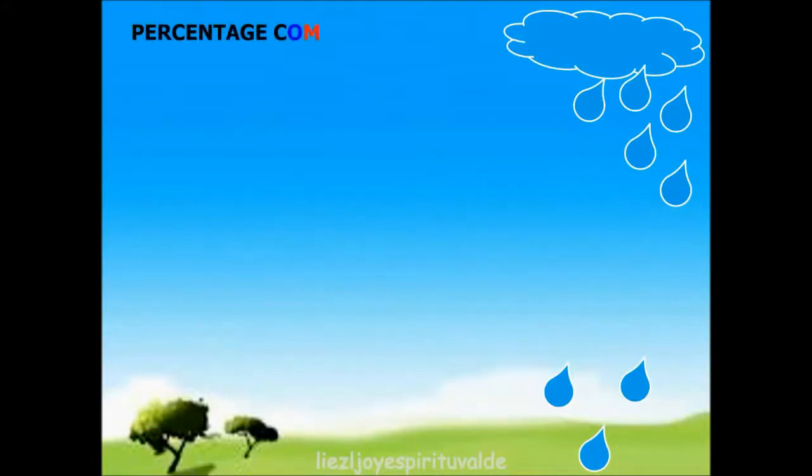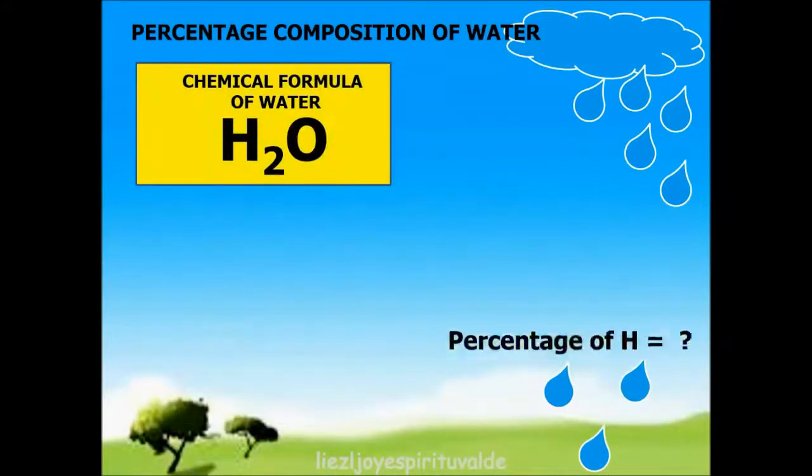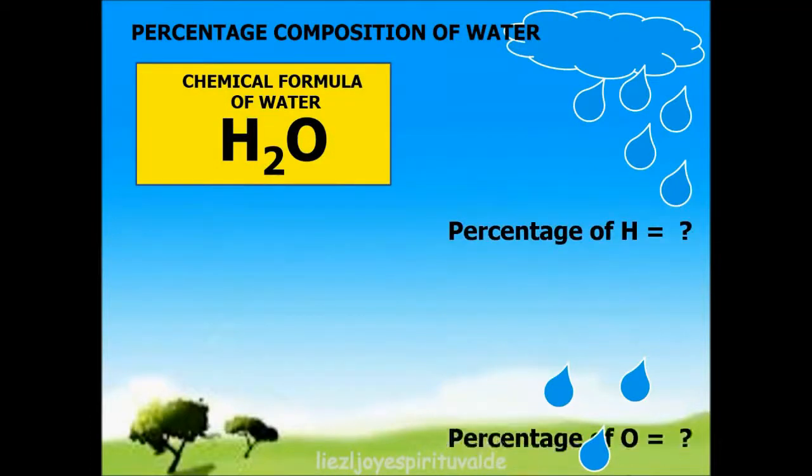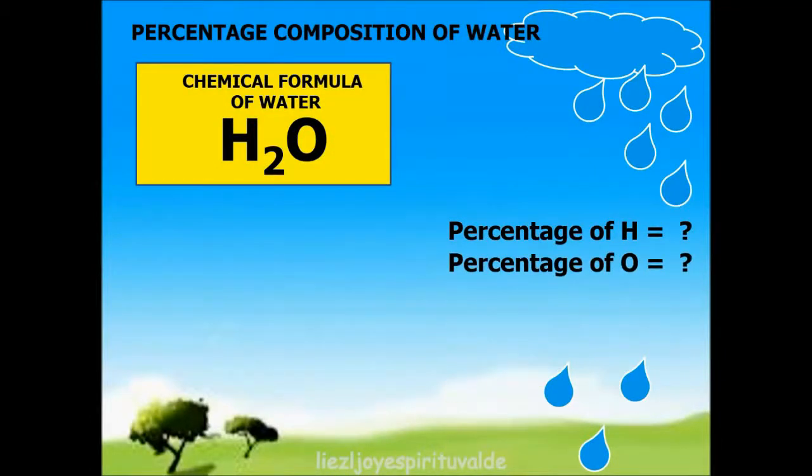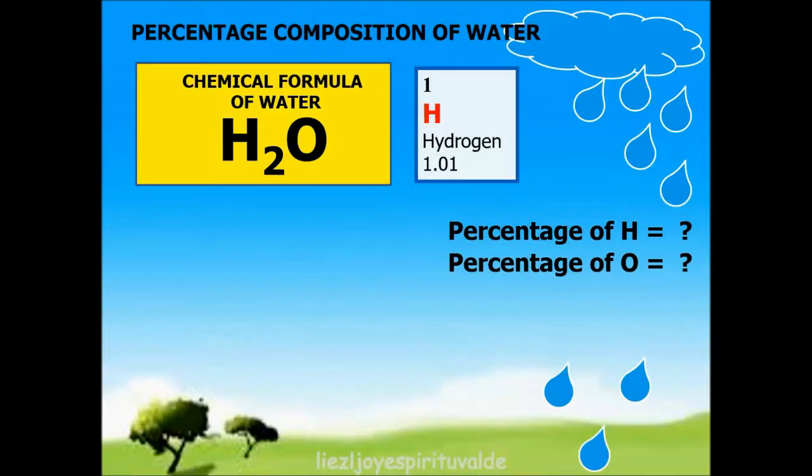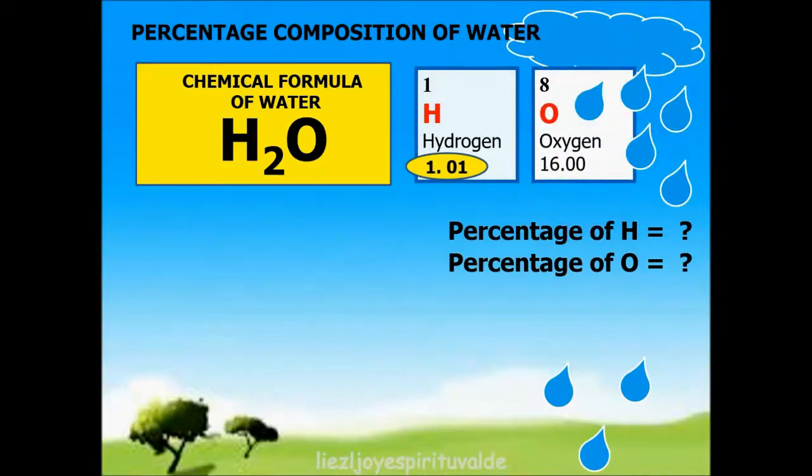Let's proceed by following those steps with water as an example. What is the percentage of hydrogen? And what is the percentage of oxygen in the water compound? We all know that the chemical formula for water is H2O. In the periodic table, the molar mass of hydrogen is 1.01, while the molar mass of oxygen is 16.00.